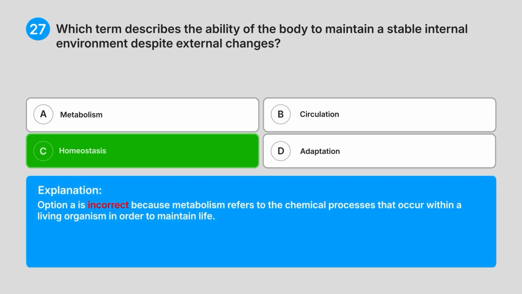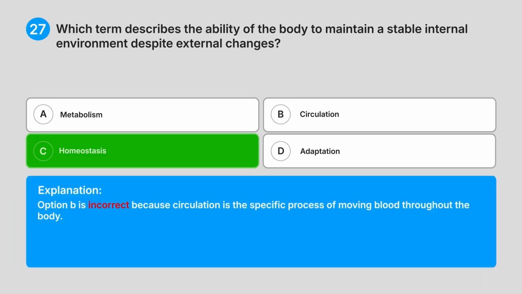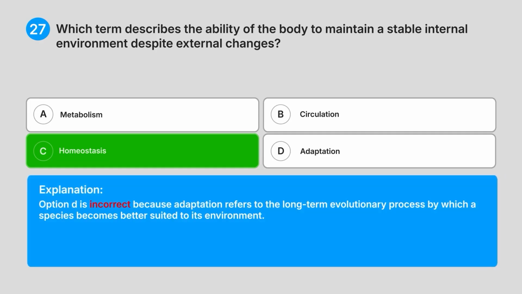Option A is incorrect because metabolism refers to the chemical processes that occur within a living organism in order to maintain life. Option B is incorrect because circulation is the specific process of moving blood throughout the body. Option D is incorrect because adaptation refers to the long-term evolutionary process by which a species becomes better suited to its environment.